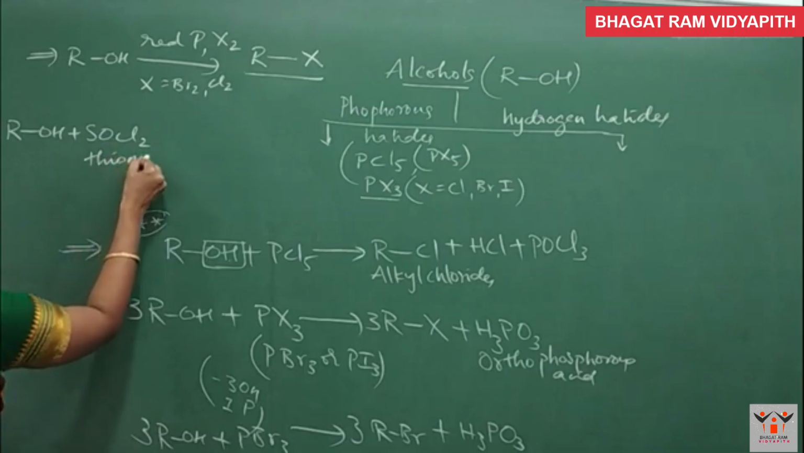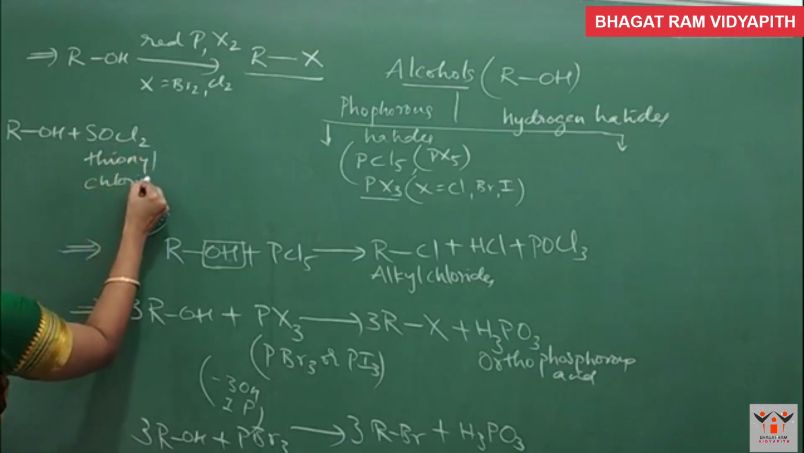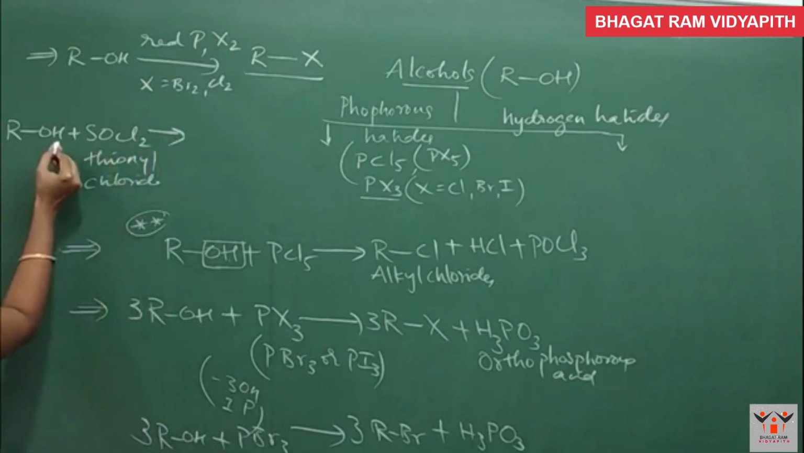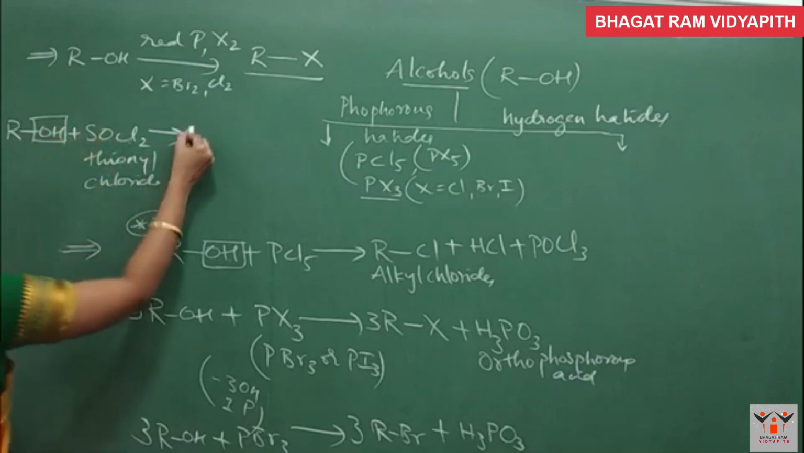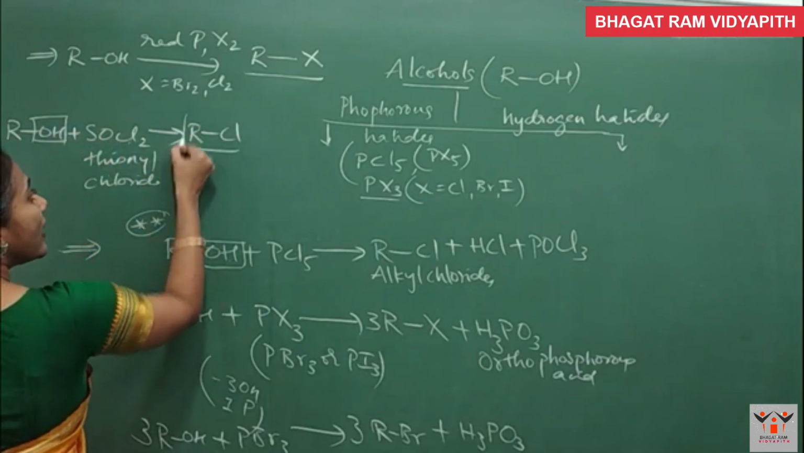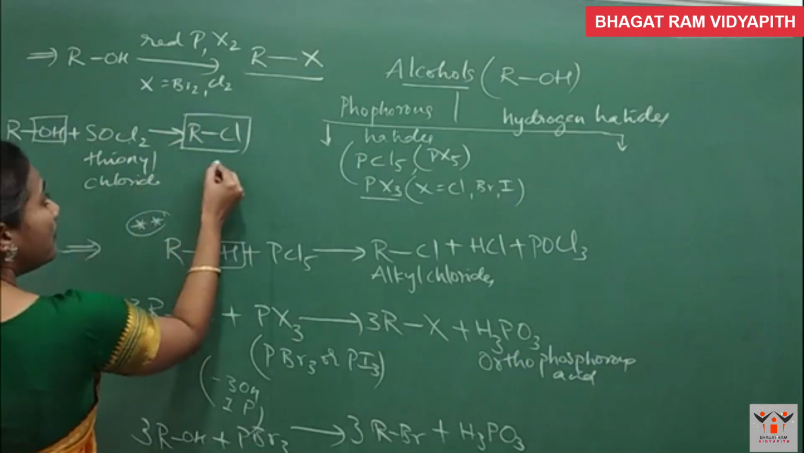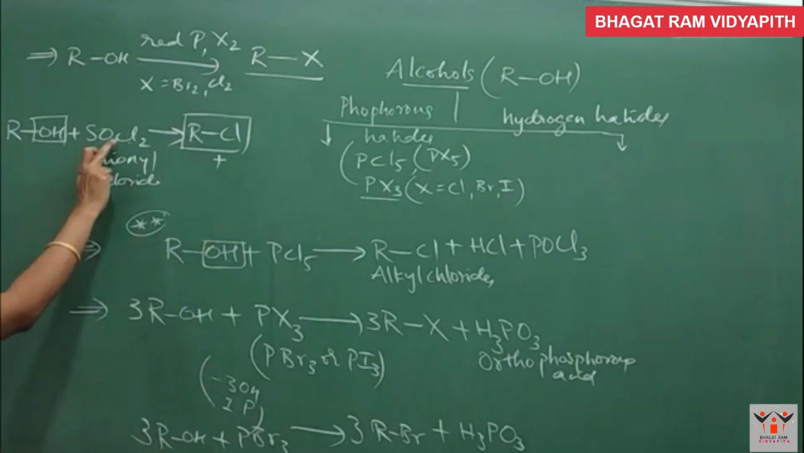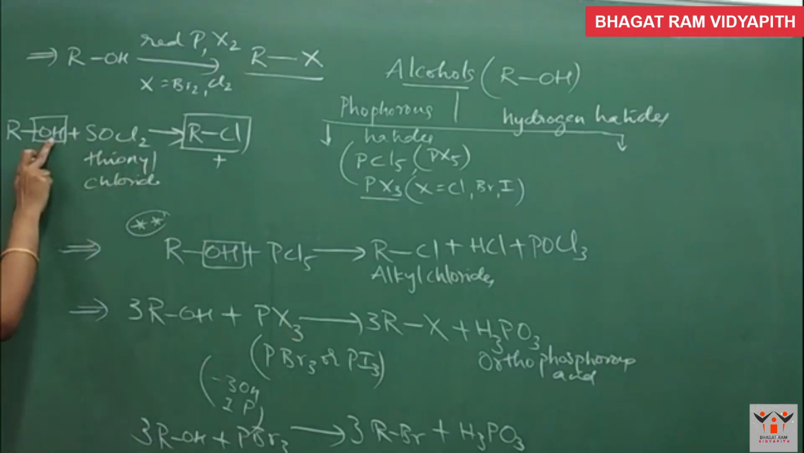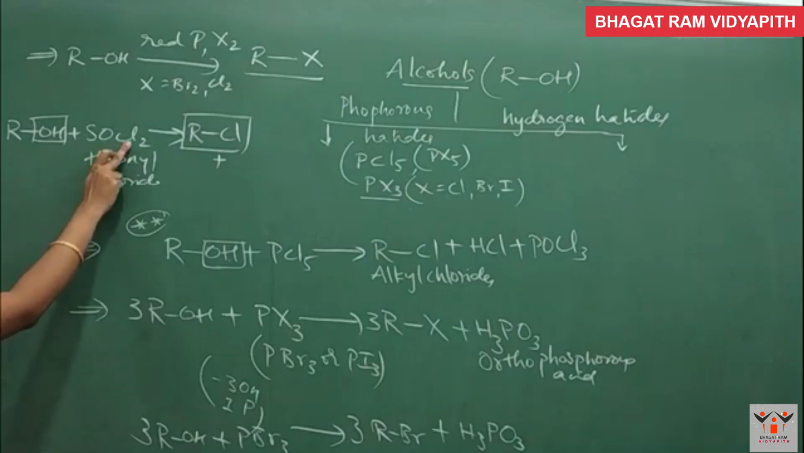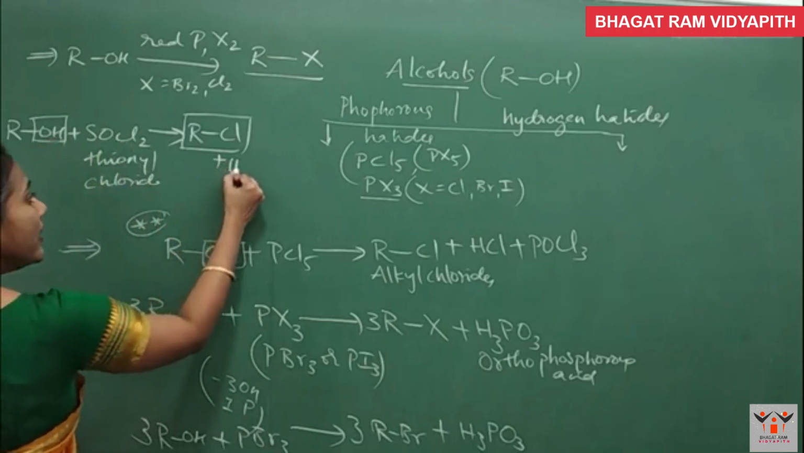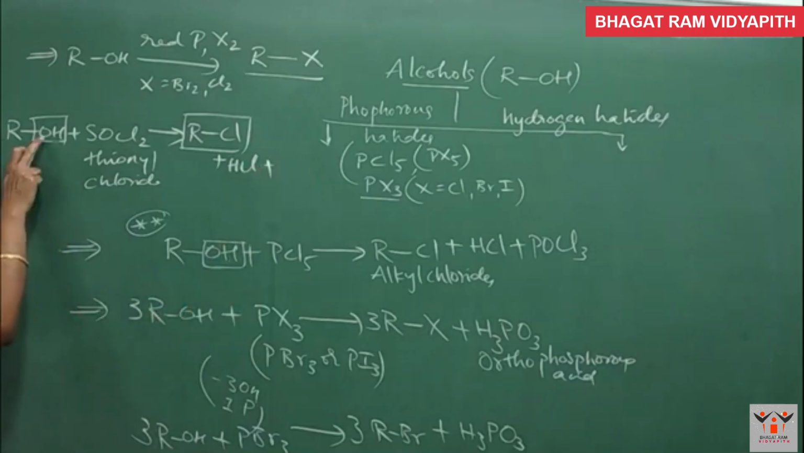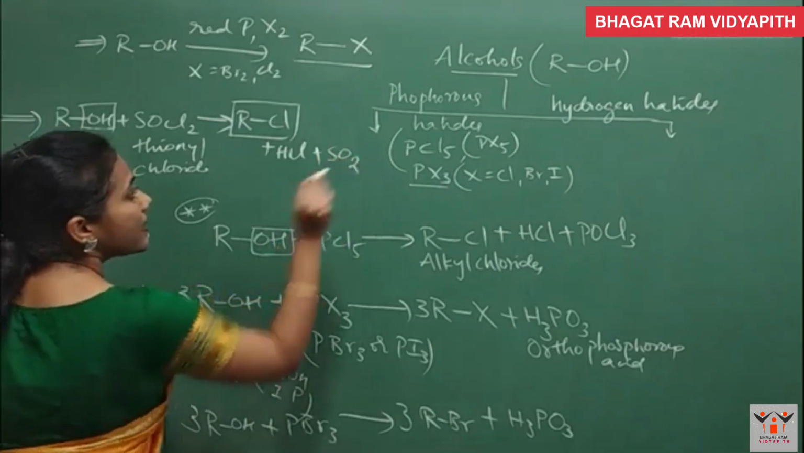Another important reaction is when alcohols are treated with SOCl2, which we call thionyl chloride. Even here the OH will get replaced by Cl. So you will get alkyl chlorides as a product, and the byproducts are very important here. One Cl is replaced by OH, so the other Cl will combine with the hydrogen of OH and you will get HCl. Plus what is remaining? One oxygen and the sulfur. So combine and you get SO2.